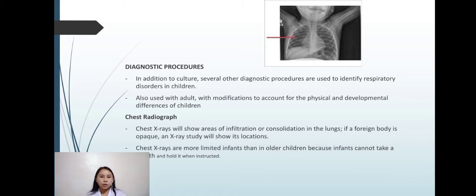And also the chest radiograph. A chest X-ray will show areas of infiltrations and consolidations in the lungs. If the foreign body is opaque, an X-ray study will show its location. X-rays are more limited in infants than in older children because infants cannot take a breath and hold it when instructed.